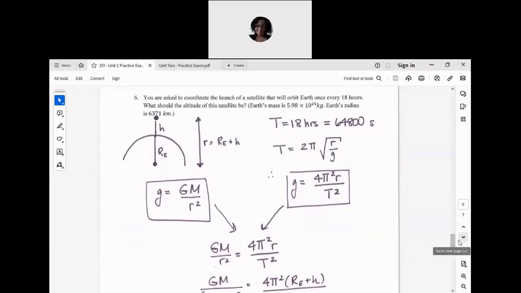Number 6, you're asked to coordinate the launch of a satellite that will orbit Earth once every 18 hours. What should the altitude of this satellite be? Earth's mass is given, Earth's radius is also given. So we need to create a scenario where the period of this satellite's orbit is 64,800 seconds. So we know how to relate that period to the position separating the center of the planet and the satellite and free fall acceleration at that location.